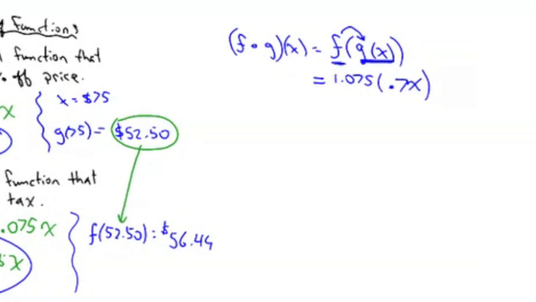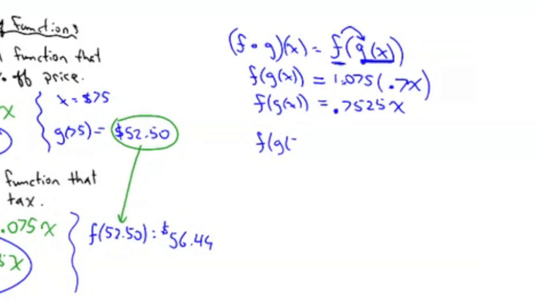So this is f of g of x, which is equal to, well, now I can simplify it. What's 1.075 times 0.7? 0.7525x. Now let's test it out. What is f of g of 75? Well, that's 0.7525 times 75. And I guarantee you the answer is 56.44.